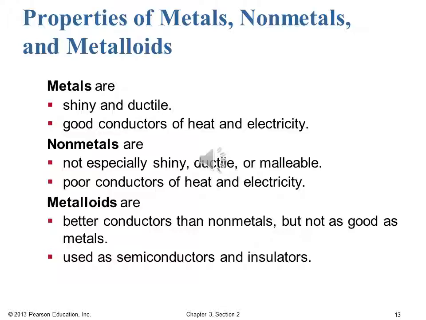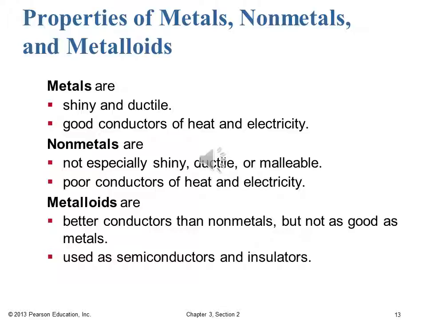Nonmetals, on the other hand, are typically not especially shiny. They're not usually ductile or malleable. Usually they're much more brittle. So you can't pound them into sheets, which is what malleable means. You can't draw them into wire, which is what ductile means. But instead, they're fairly brittle and they break up pretty easily. They also tend to be poor conductors of heat and electricity.